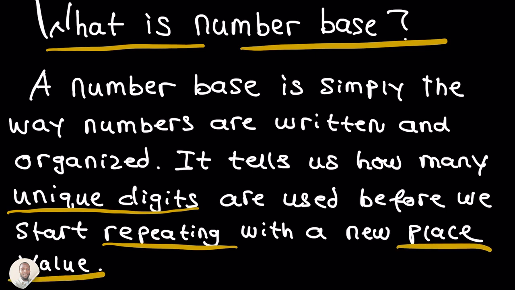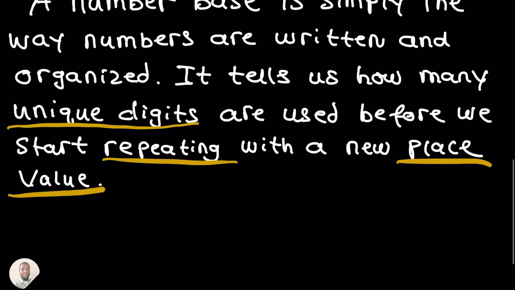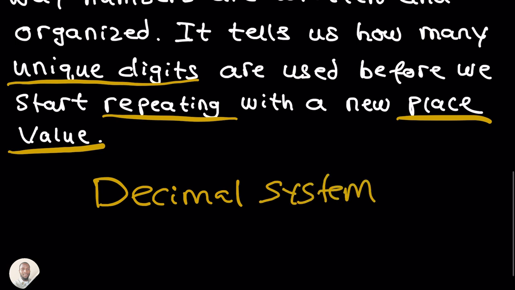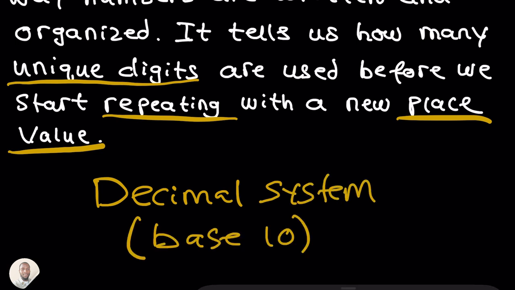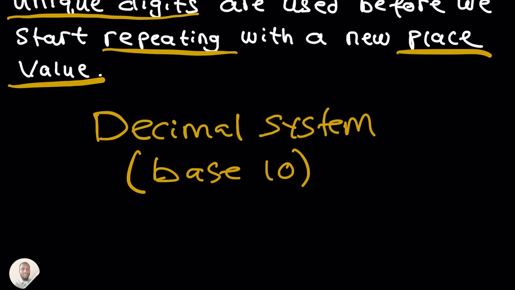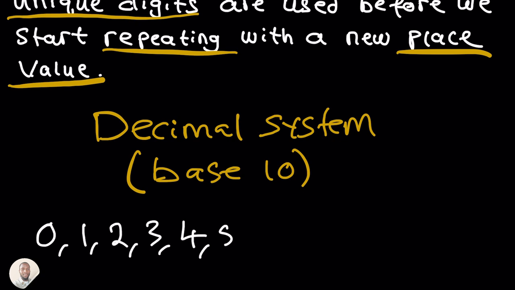Place value. The most common system we use every day is the decimal system. And this system is also known as what? Base 10. Are you following me? In this system, we count using 10 digits. And what are the digits? They are 0, 1, 2, 3, 4, 5, 6, 7, 8, and 9.